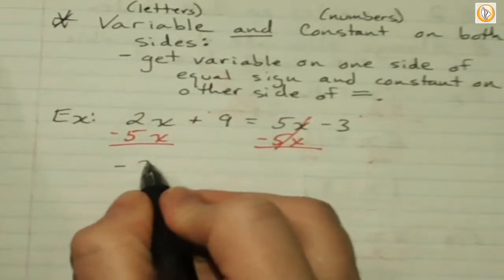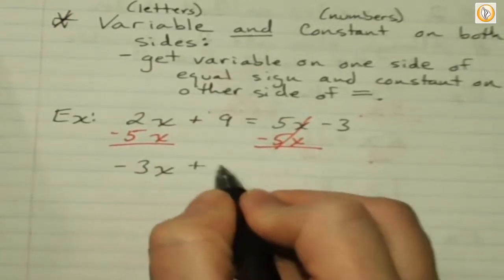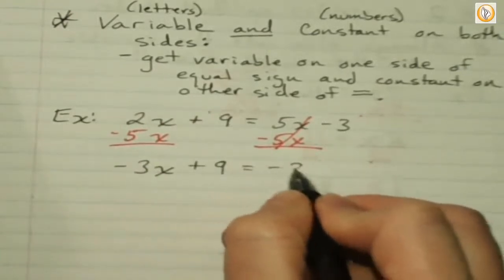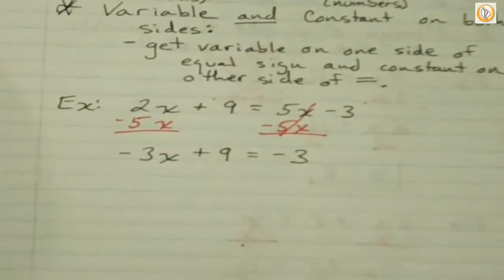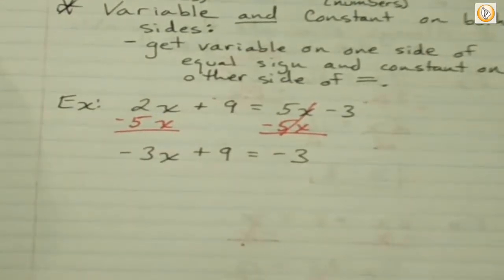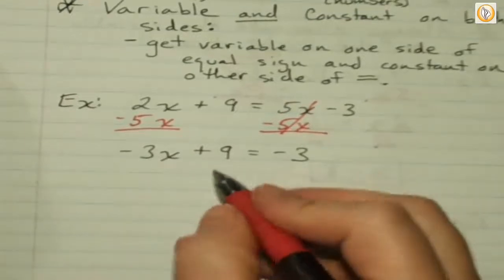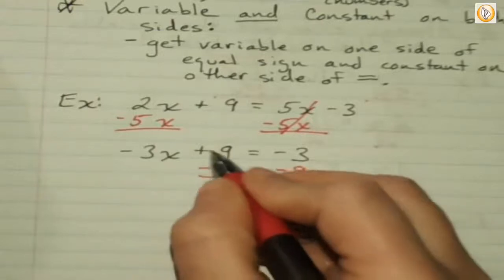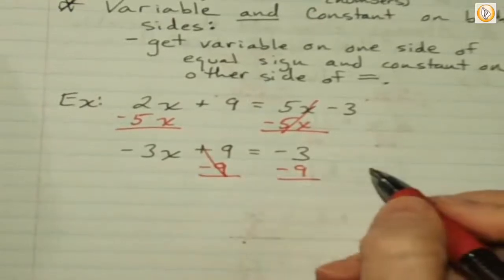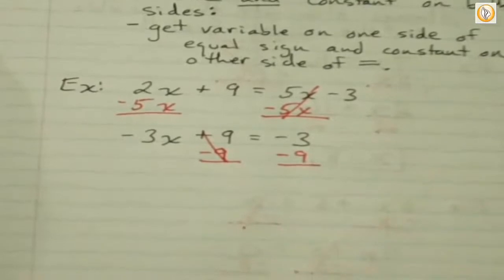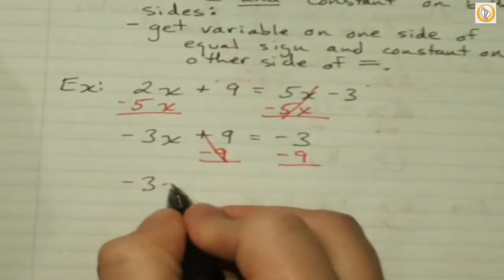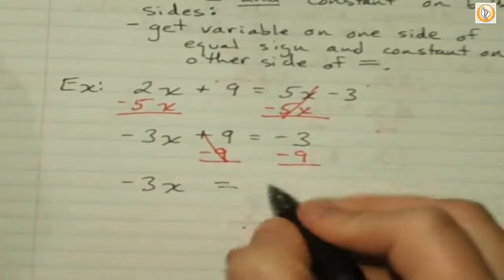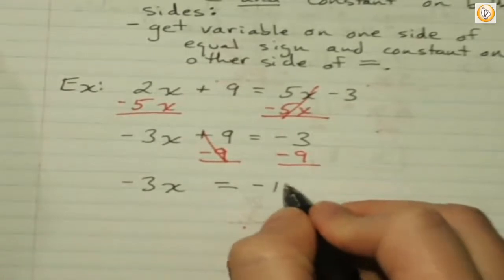Okay. So I have negative 3x plus 9 equals negative 3. Natalia, what do I do now? Now you're going to subtract 9. Now we're going to subtract 9 on both sides because we've got to get the regular numbers to the other side of the equal sign. And I have negative 3x equals negative 12.